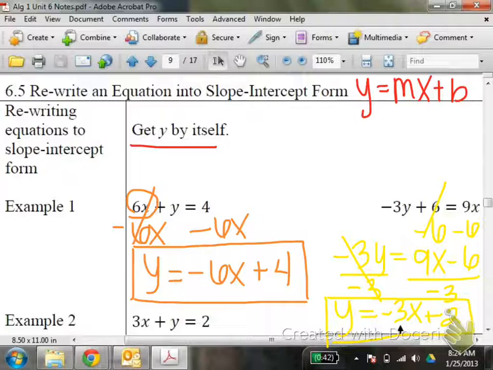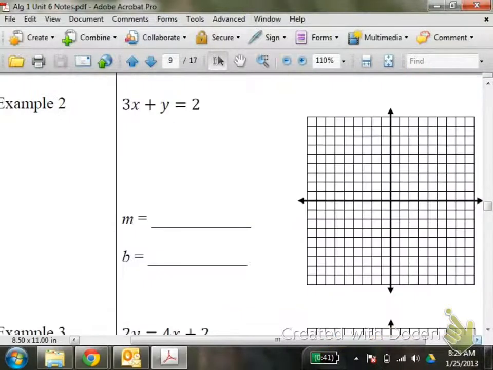What's the y-intercept here? 2. What's the slope? Negative 3. Good. Example 2. 3x plus y equals 2. And this time I want you to graph it.